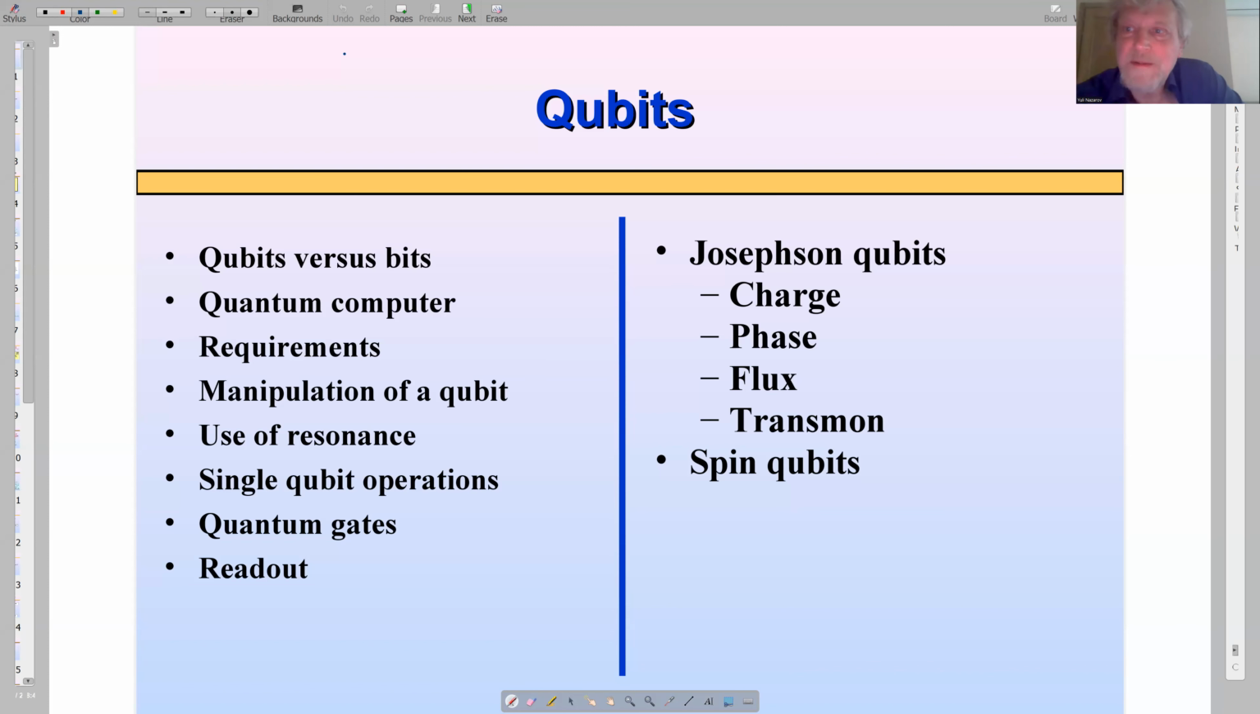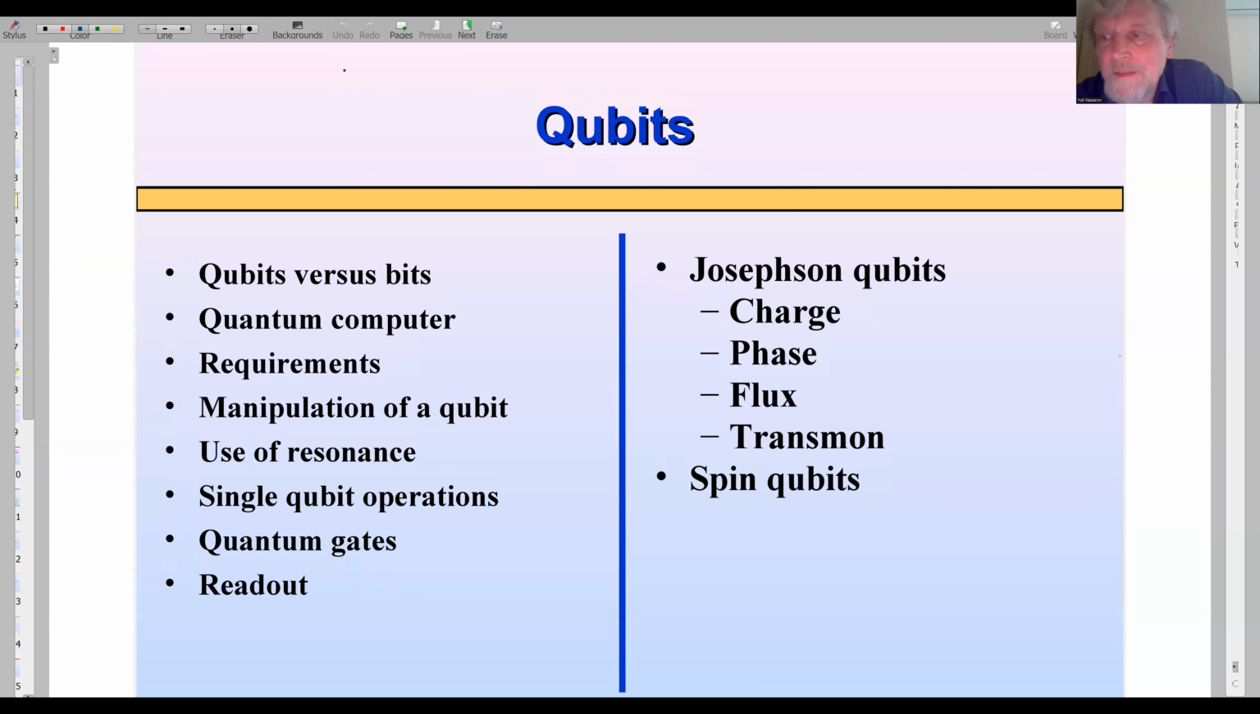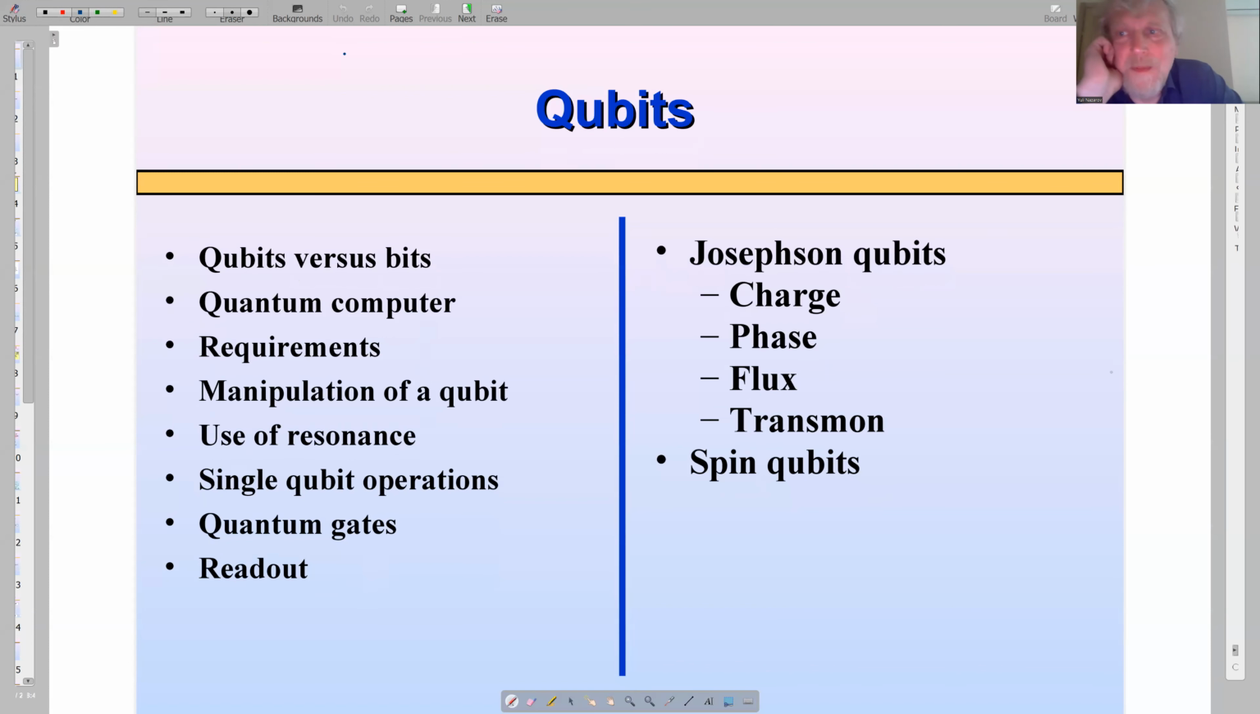So it's time to start, and today we have yet another change of the topic. From quantum dots, we go to qubits, elementary units for quantum information processing.